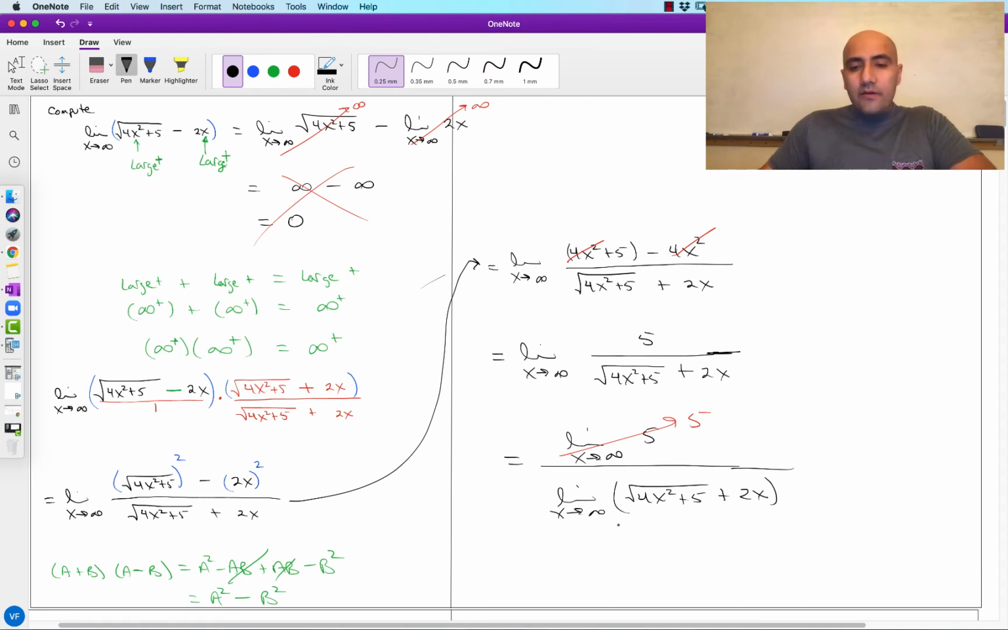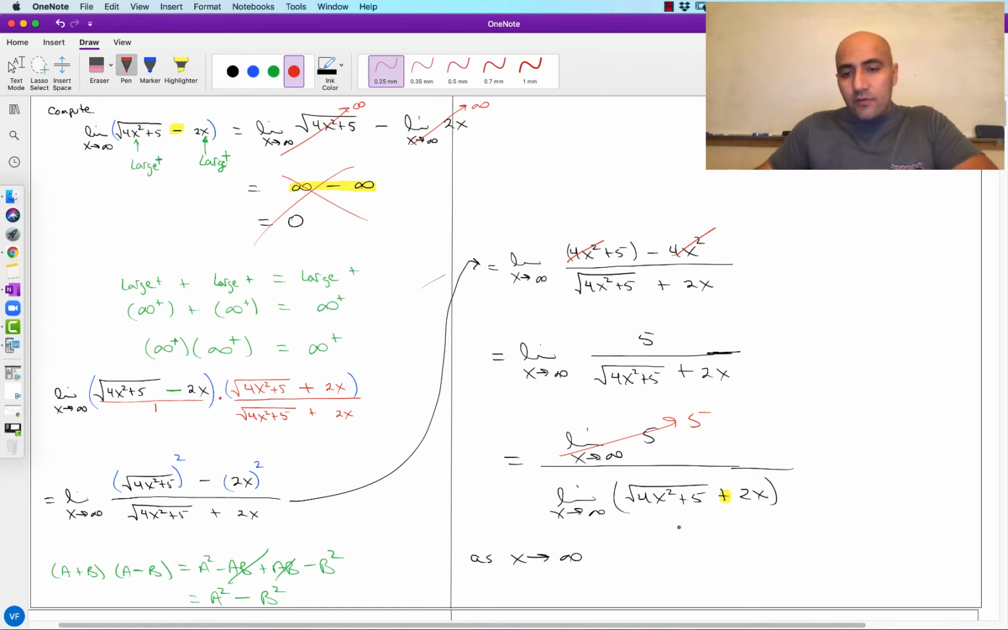And the denominator is getting infinitely large, right? As x grows toward infinity, I know that this denominator is also going to be growing toward infinity. And notice, very crucially here, that we have an addition, not a subtraction. That's what the big difference is. Up here where we started, we had a subtraction. So we ended up with this case of infinity minus infinity, and we don't know what that is. But here we have something that's growing toward infinity.